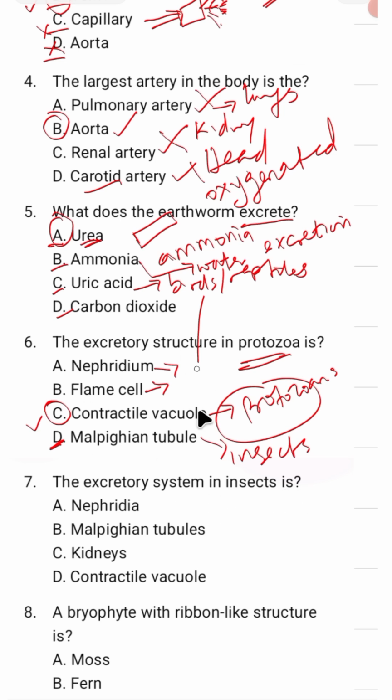This one is for mammals. Contractile vacuole for protozoans. Malpighian tubule for insects. Nephridia for earthworm. So this is not the answer. The answer is option B, Malpighian tubules. Let's go. Next one.